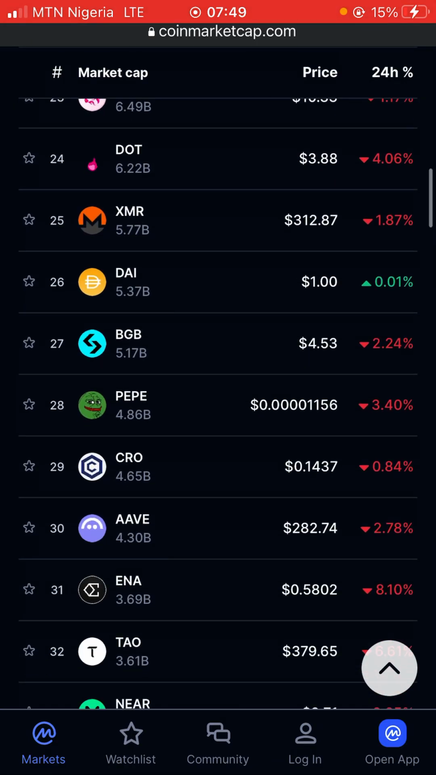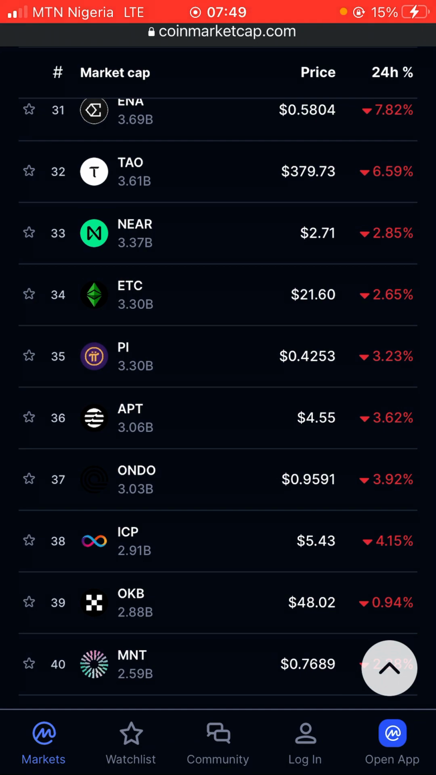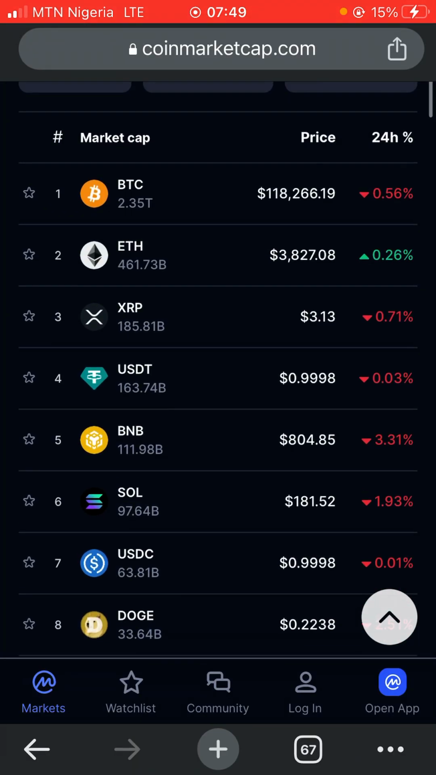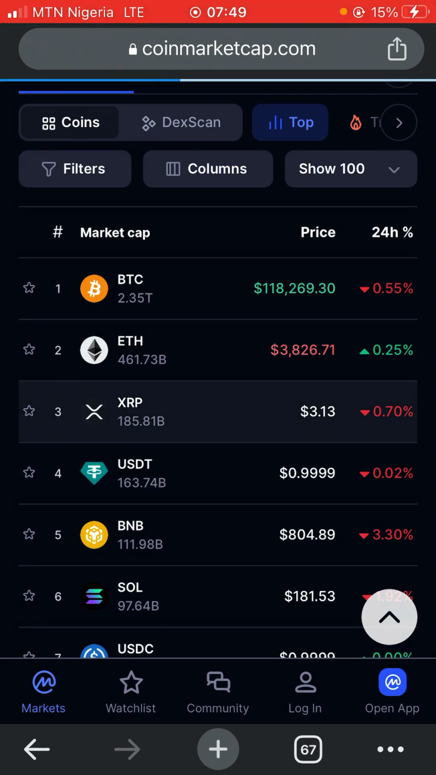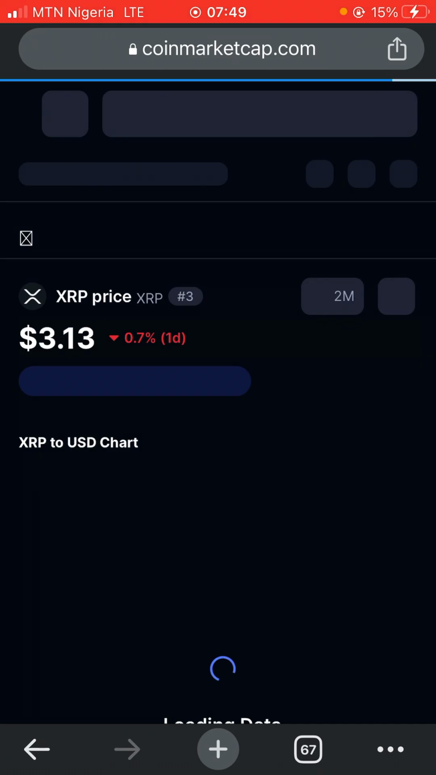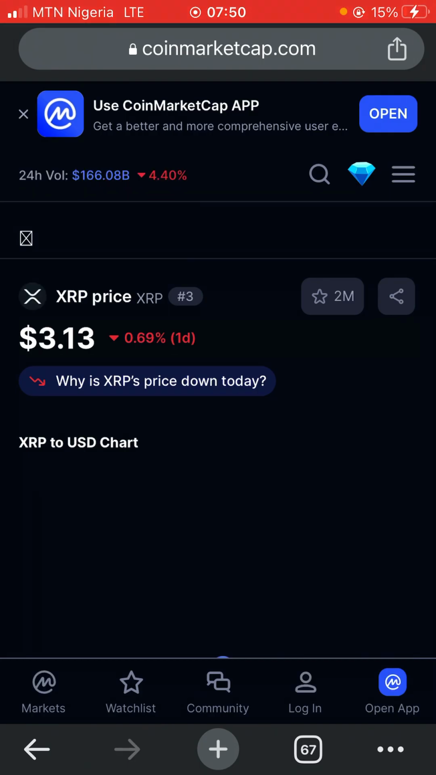Now what I have to do here is very simple. I just have to scroll through, look at different coins and their prices, and use them to do this illustration. Let's first of all use XRP, for example. If I click on this XRP, it brings me over to this place. So currently the price of XRP is at $3.13.